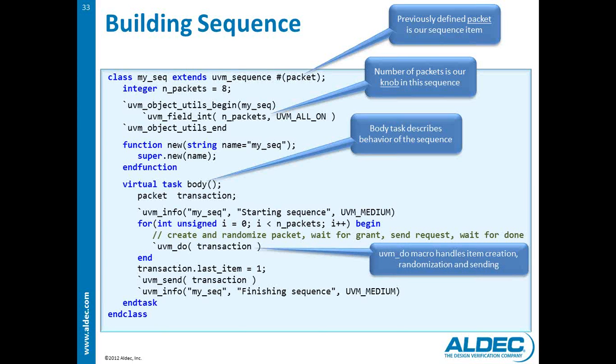That macro is the most convenient and fastest way of getting your packets created, because UVM do creates the packet, randomizes the packet, and fully synchronizes the transfer from the sequencer that processes the sequence and the driver. So we can say that UVM do handles item creation, randomization, and sending. Sometimes it would be too much.